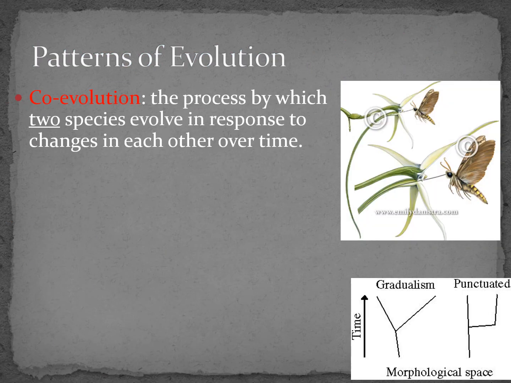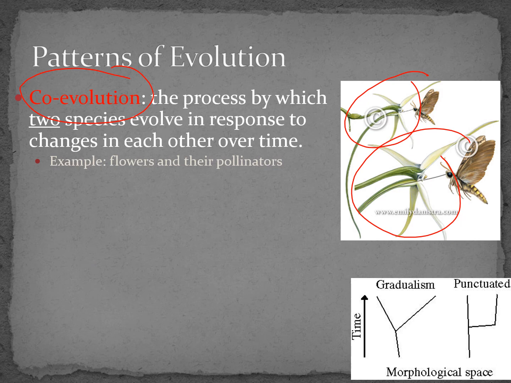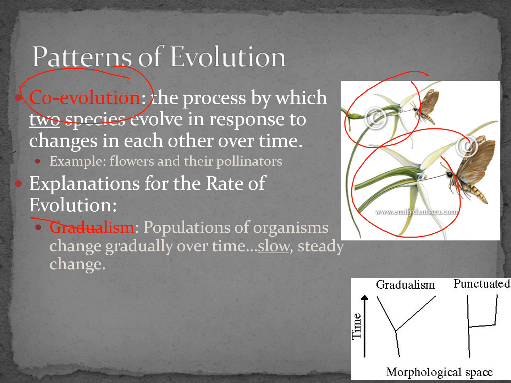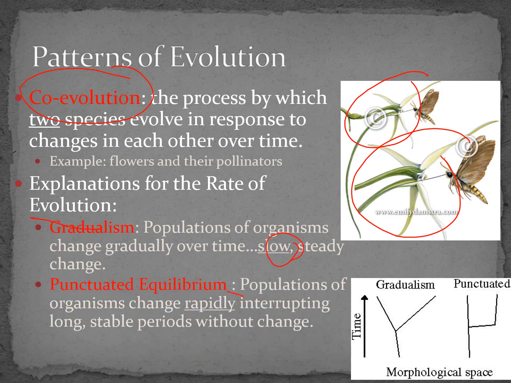Another pattern of evolution is coevolution. That means that when one changes, like right here, this flower was small. Guess what? The flower got big. And then guess what got big too? The bug. Explanations of the rate of evolution, there's two. We can either do gradually, which is slow, or punctuated, which is immediate. So it can take a long time or it can be immediate.